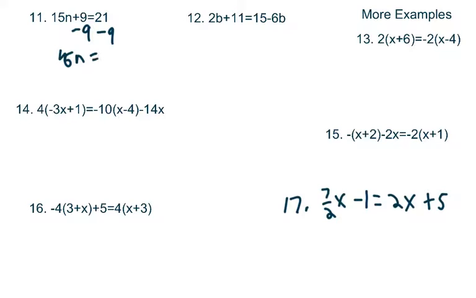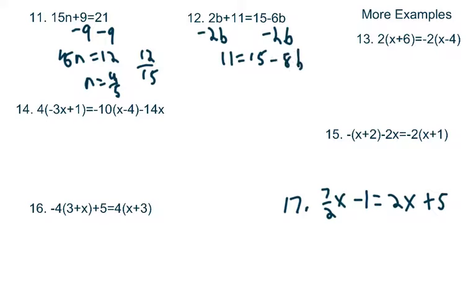15n equals 12. N equals 4/5, because it'll be 12/15, and that goes down to 4/5. We're going to do more examples. Subtract by 2b to both sides. 11 equals 15 minus 8b. Subtract both sides by 15. Negative 4 equals negative 8b, which means b would equal 1/2.